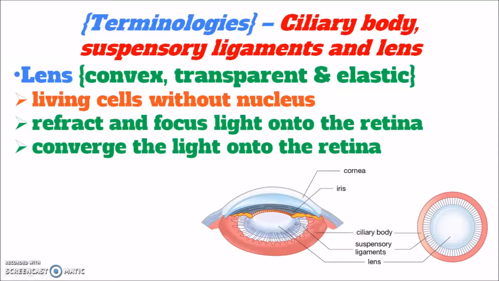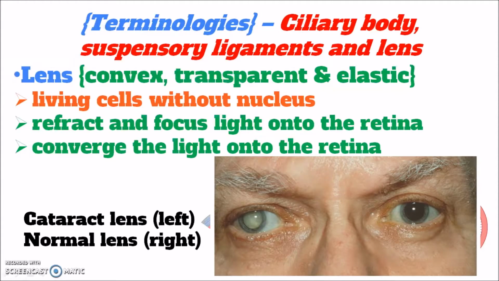Last but not least, we have the convex lens for converging light rays onto the retina. Since it is convex, it can converge the light rays entering the eyeball. Since it is transparent, it can allow light rays to enter the eyeball. If the lens becomes cloudy, you will suffer from cataract. Since it is elastic, the shape of the lens can be changed. This concept is very important for us to realize the eye accommodation.